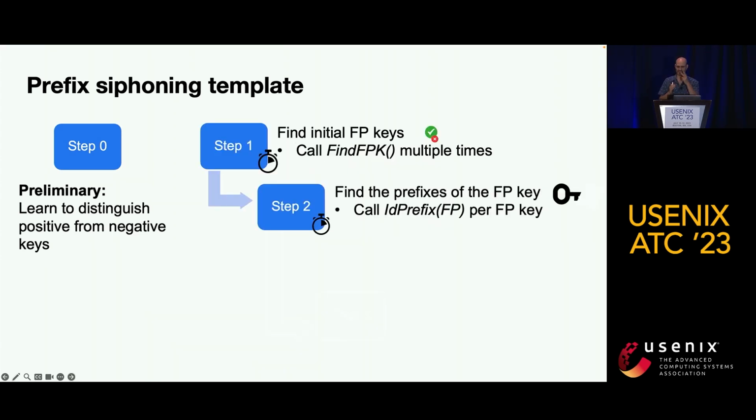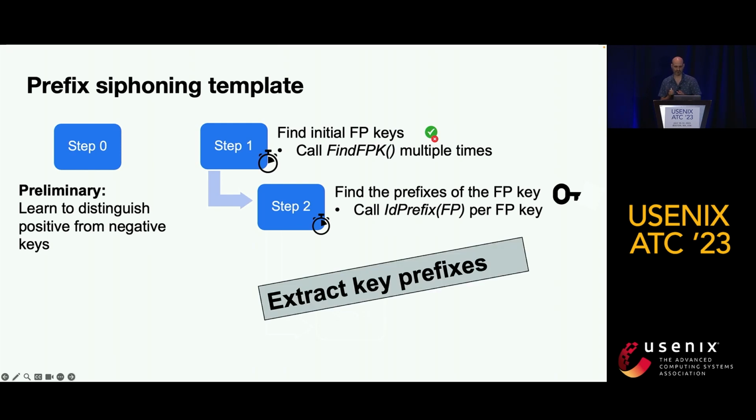The main attack consists of 2 steps and an optional 3rd step. In step 1, we find false positive keys using findFPK. During step 2, we identify prefixes using IDPrefix on the false positive keys found in step 1. After this step, we have revealed all the prefixes of the false positive keys.